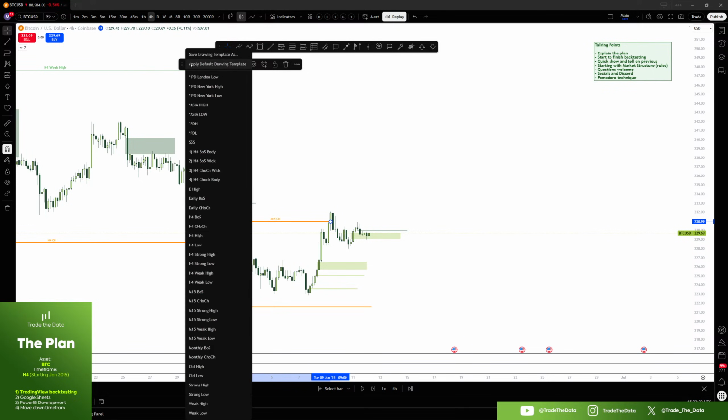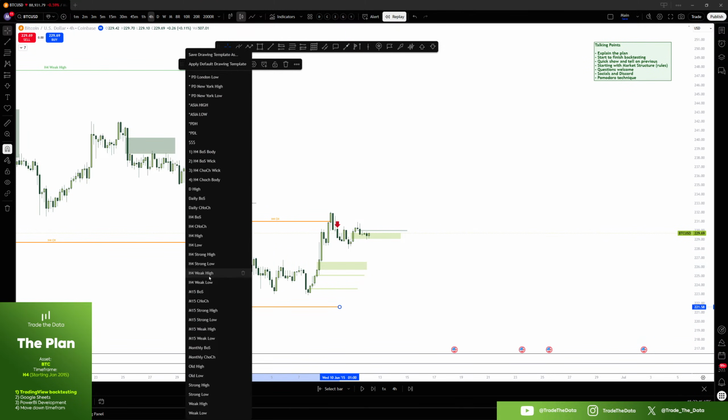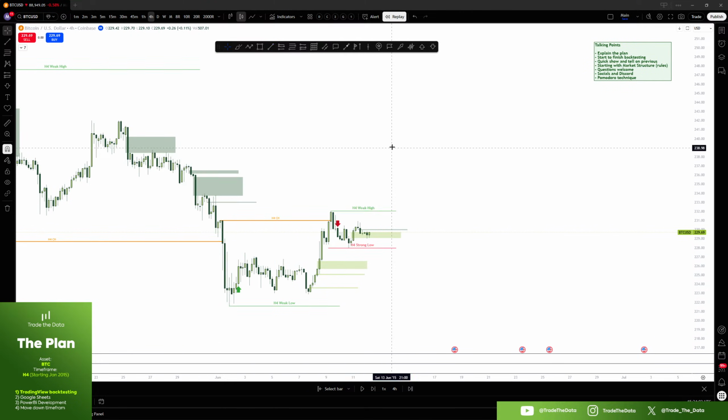So again, we've got our three CHoCHs. Two down with a body break would have been there. Low would have been there. Let's mark this up properly. That would have been the weak. This at the moment would be here. That's a strong low. This would be the weak high. Hey! Back on the winners.